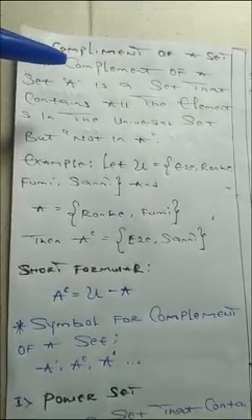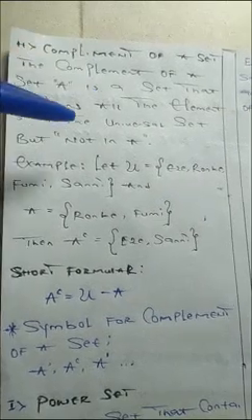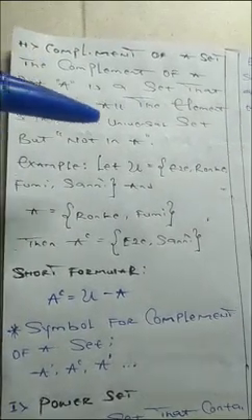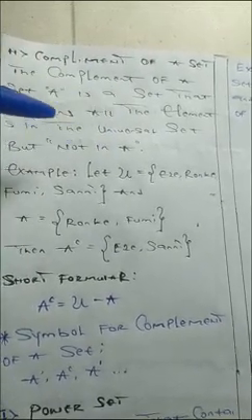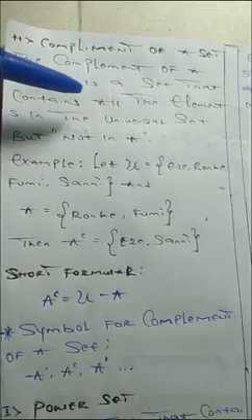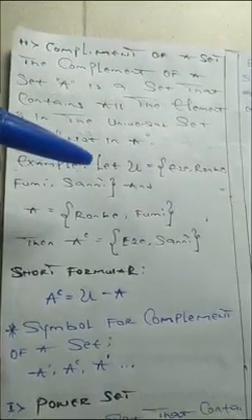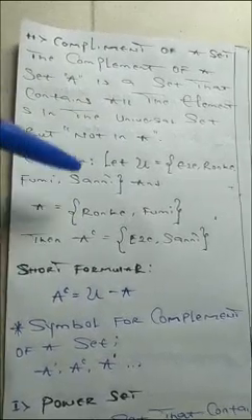Now remember the definition says that the complement of a set A is a set that contains all the elements in the universal set but not in A. Take note of this: not in A. It means that it contains all the elements that are in the universal set that are not in A, which means they are not common. It's not an intersection.